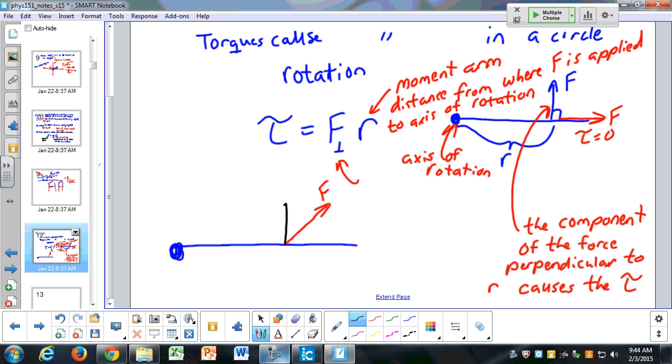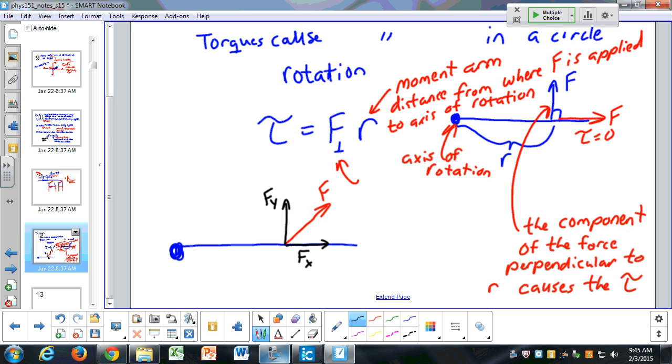I can break it into its y component. That's the part of the force that's acting in the y direction. And I can break it into the x component. Only one of these components is actually going to cause the object to rotate. Which component of that force will cause it to rotate? Fy or Fx? What do y'all think?